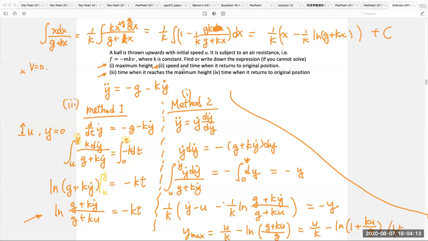And then for the speed and the time when it returns to the original position, I think I don't need to clear the screen. What we should do for the downward motion is change the variable a little bit. So the equation will look like this: y double dot equals g minus k y dot.